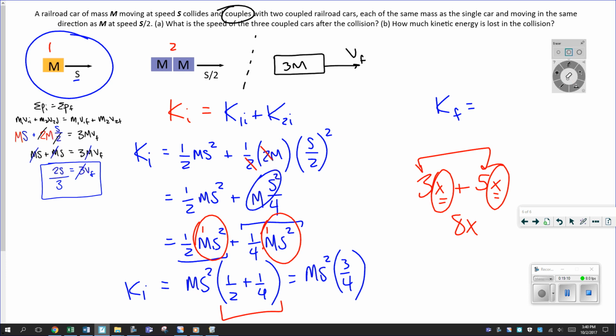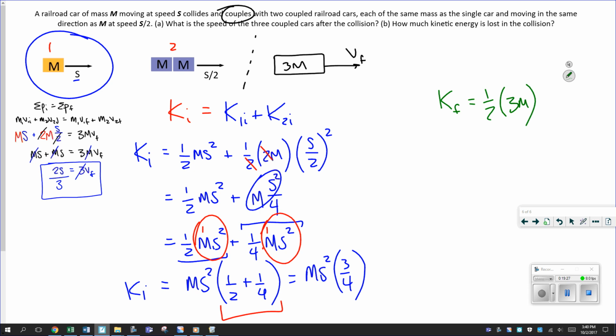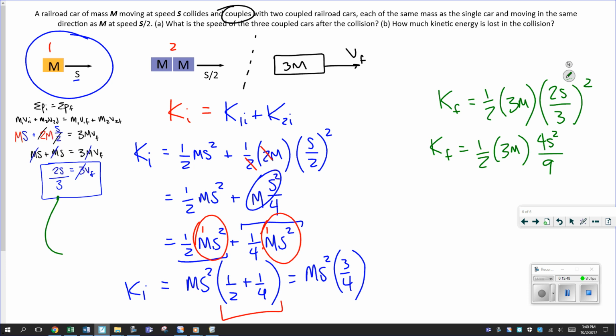Okay, so that's the initial kinetic energy. Let's find the final kinetic energy. I'll go to green. Final kinetic energy, well, there's really one thing moving, and its mass is 3m. And what is its speed? Well, we found its speed from the previous problem. Its speed is 2s over 3. Don't forget to square. Let's simplify this. K final is 1/2 times 3m times 4 s squared over 9.